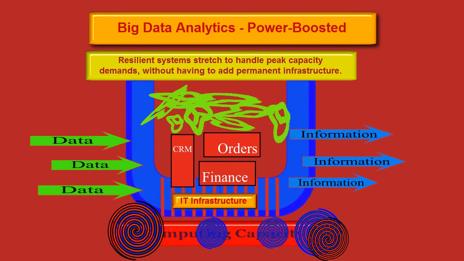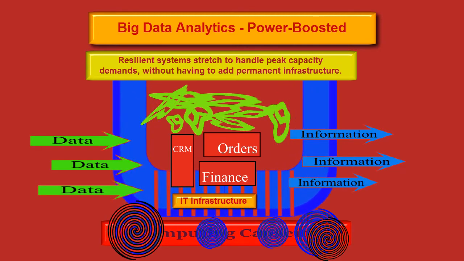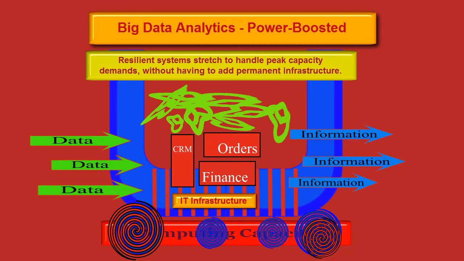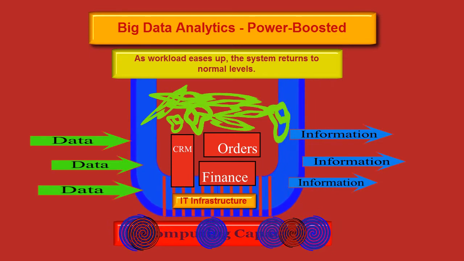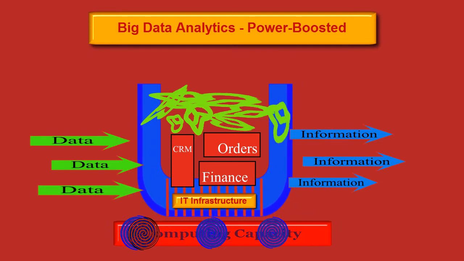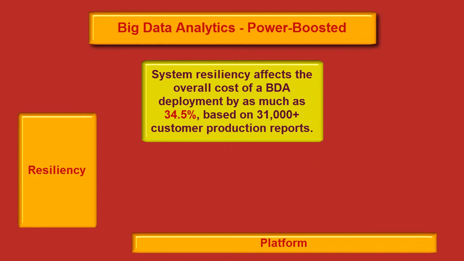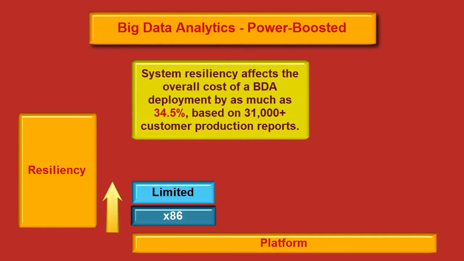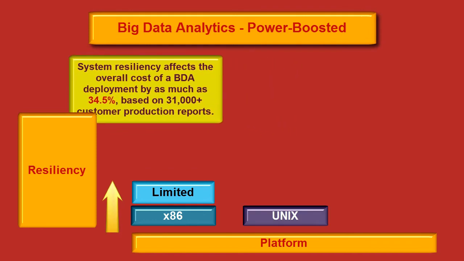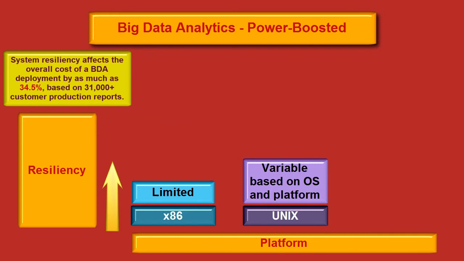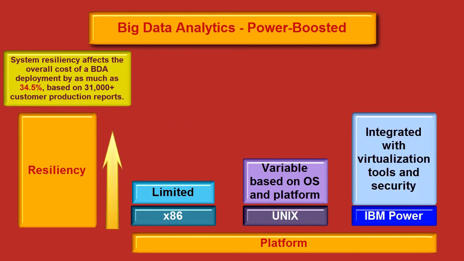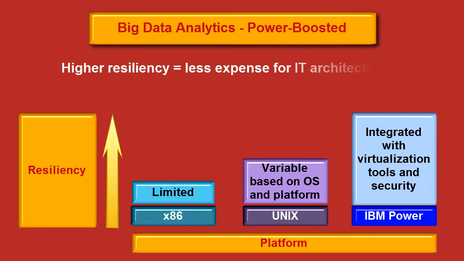Resilient systems stretch to handle peak capacity demands without having to add permanent infrastructure. As the workload eases up, the system can return to its pre-resilient levels. The system resiliency affects the overall cost of a BDA deployment by as much as 34.5% based on 31,000 customer productions. You have limited resiliency within an x86 environment, variable in a Unix environment based on OS and platform, and very high with the integrated IBM Power.